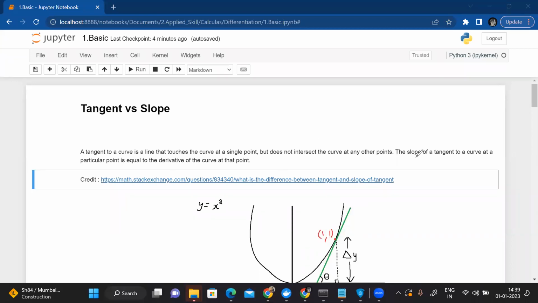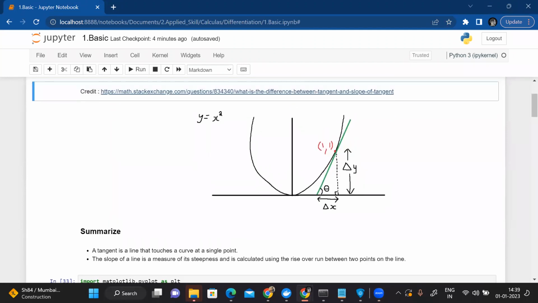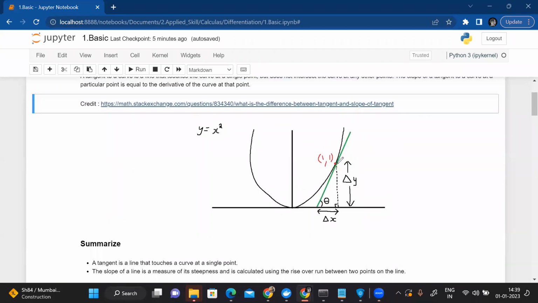Now what is slope? The slope of a tangent to a curve at a particular point is equivalent to the derivative of the curve at that point. If you are not getting my point, don't worry, because we have not started derivatives. So basically, this red point is a point where this green line is a tangent. Now we are able to form an angle. You know this formula, tan theta equal to m. So what is m here? It is slope.